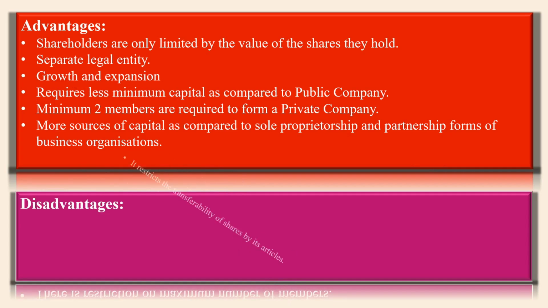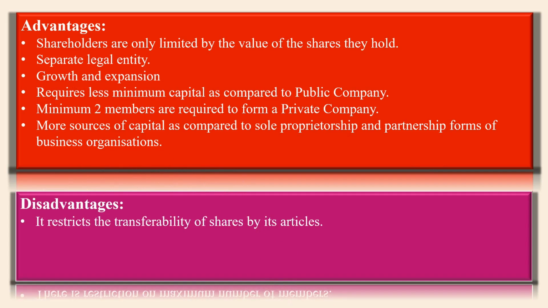The first disadvantage is it restricts the transferability of shares by its articles. Yes, in case of a private company, the member cannot transfer his shares to another person, but in a public company, it is allowed. So this is the first disadvantage of the private company. The next disadvantage is it cannot issue a prospectus to the public. Yes, I have said earlier also that a private company cannot issue shares to the public. So this is the second disadvantage of the private company.